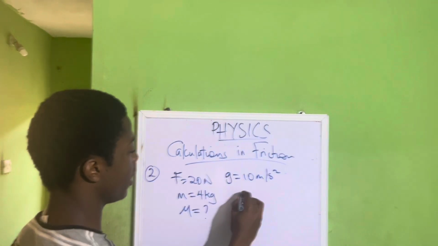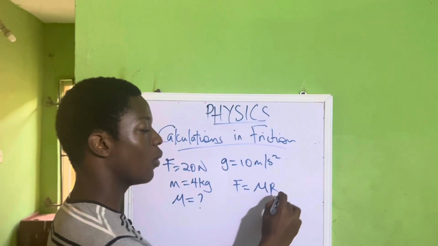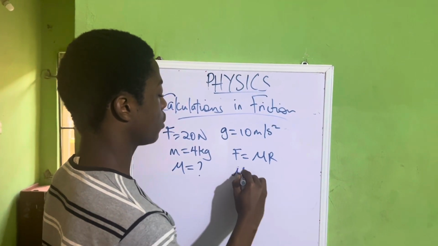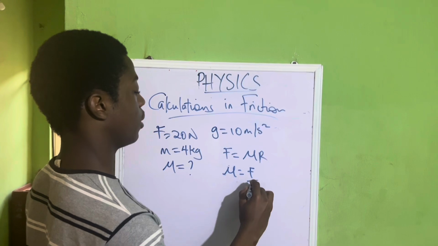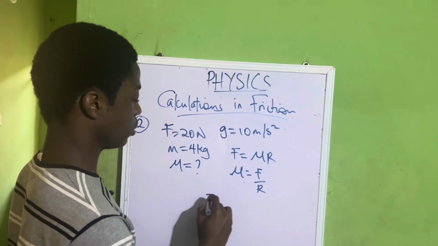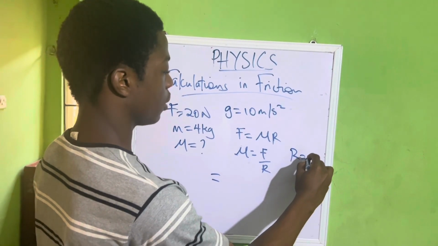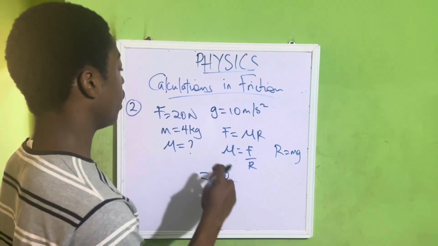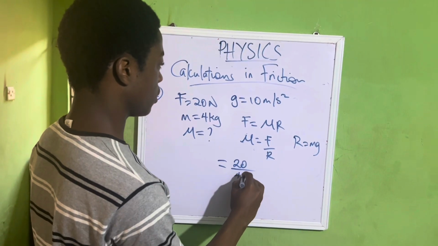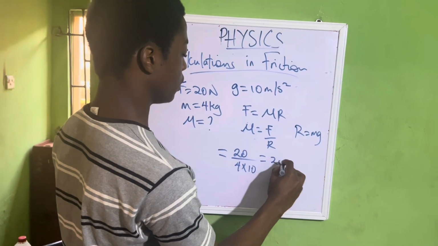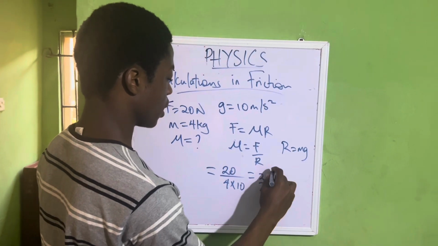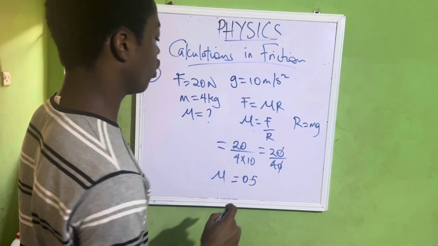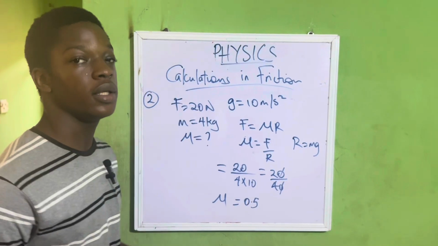So our formula for friction, F equals mu R. We're looking for the coefficient of friction. So mu equals F over R. Put in your equation, and don't forget that R equals mg. Put in your parameters. F is 20 Newton all over R, which is 4 times 10. So that's 20 over 40. So that is 0.5. Note that your coefficient of friction does not have any units.